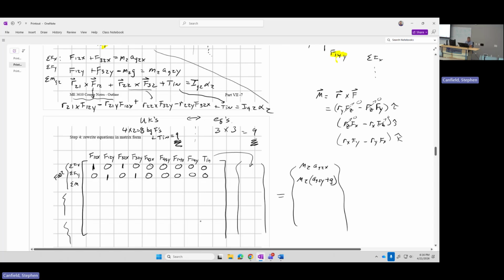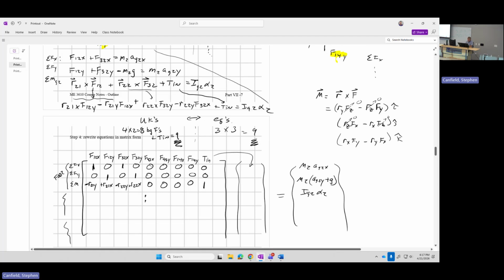Okay, what about the third equation? Well, this one's got a little more stuff. What about F12x? It's got a negative R21y. What about F12y? It's got a positive R21x. What about F32x? It's got a negative R22y. What about F32y? It's got a positive R22x. It's a little tight. What about F43x? There's none. F43y, none. F14x, none. F14y, none. What about Tn? There is 1. And then everything else on the right side. So that's my IG2 alpha 2.